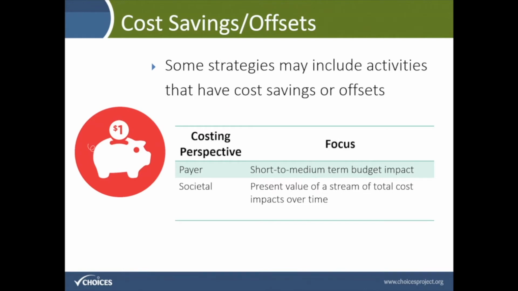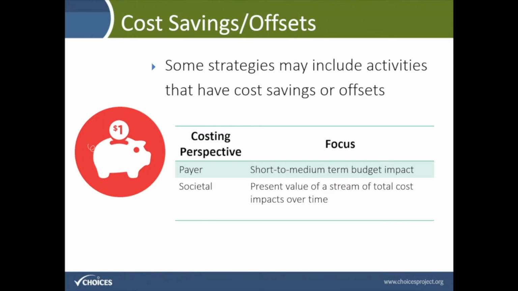Another important concept is the idea of cost savings or cost offsets. Cost savings or offsets are costs that are not necessary to make a strategy happen. These are changes in cost or changes in resource use which are a consequence of implementing a strategy. The best example in our case are the averted costs of treating obesity-related health conditions.